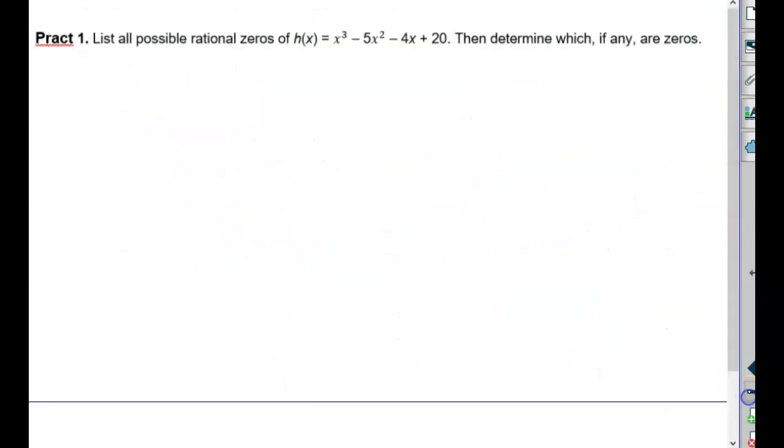So, moving on, list all the possible zeros of this one and then determine which, if any, are zeros. Okay, so we're in luck. The leading coefficient is just 1. So the factors of the constant are the factors of 20 over the factors of 1. So what would we get? Factors of 20, guys. 1 and 2.